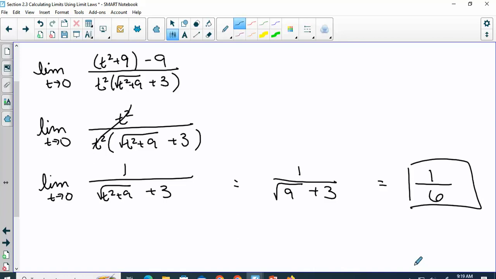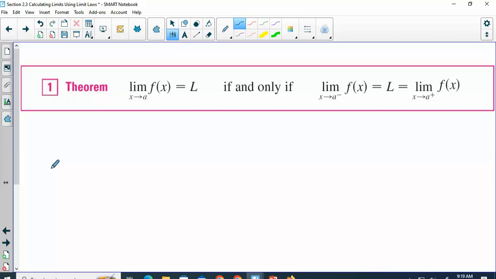Any questions so far? So we kind of looked at some of our strategies. We've used factoring and reducing, multiplying things out, multiplying by a conjugate. So we've used all those different options. This is something we've already talked about. The overall limit only exists if the left and right hand limits go to the same thing. So we know that to have a two-sided limit, both one-sided limits have to be equal to one another.